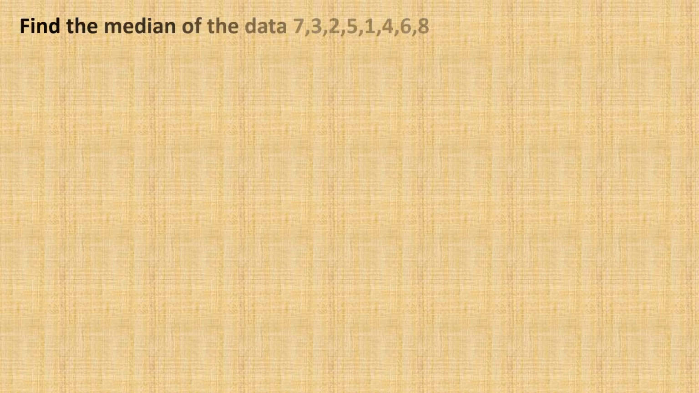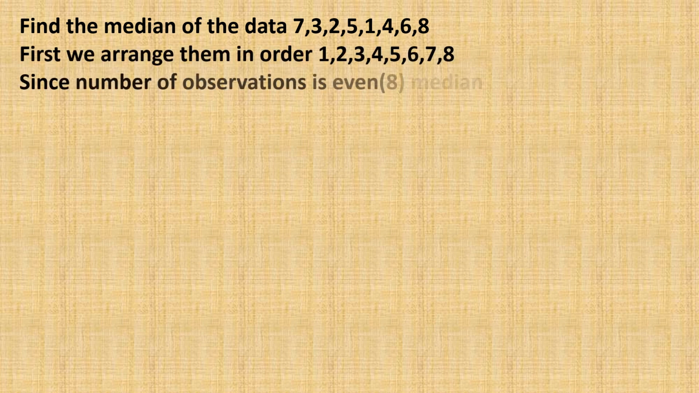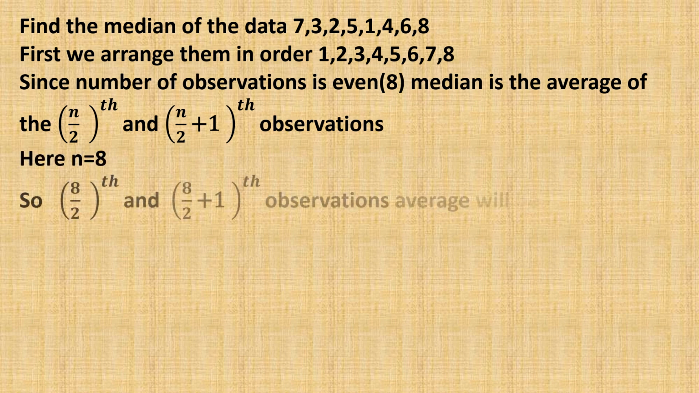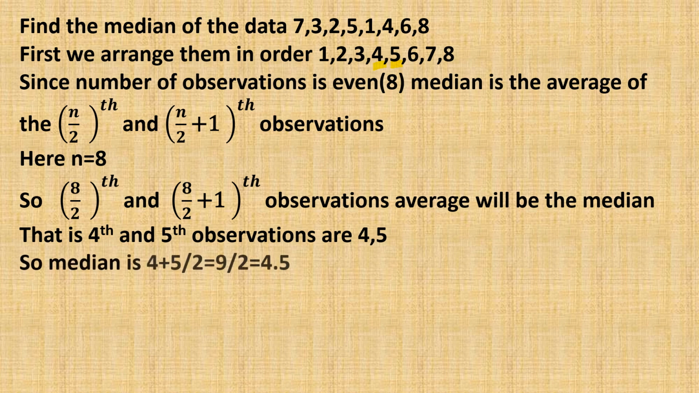If n is even, I will arrange all of those in ascending order. I got 8 in number. So if the number of observations is even, then the median will be the average of the n by 2 and n by 2 plus 1th observations. So what is n here? 8. So 8 by 2 means 4, and 4 plus 1 is 5. Those 4th and 5th observations' average will be the median. So here we will find again what the 4th observation is. The 4th observation is 4, the 5th observation is 5. So their average will be the median of this data, 4 plus 5 by 2, 4.5.